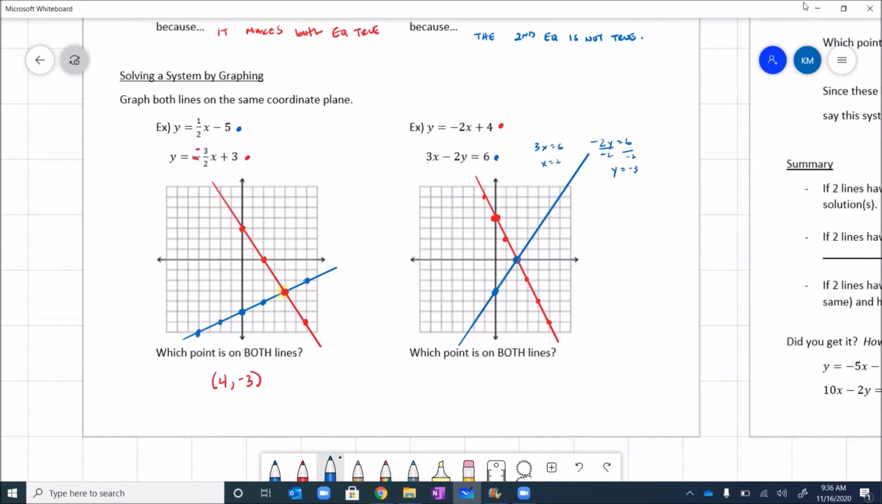All right, and so which point is on both lines? This point right here, and its coordinates will be (2, 0).